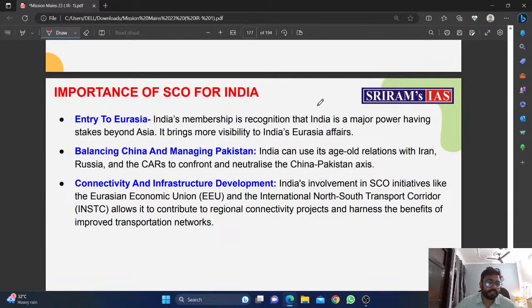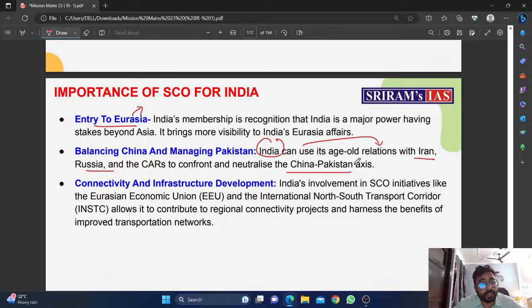Then guys, how is SCO important for India? India के लिए क्या क्या significance है? The good cordial relation with SCO gives India entry into Eurasia. India को entry मिलती है Eurasia में. Then it helps India to balance China and Pakistan at an international forum, because in this India can engage with their old relations with Iran, Russia, that can confront China and the Pakistan nexus. They can neutralize this China-Pakistan nexus.